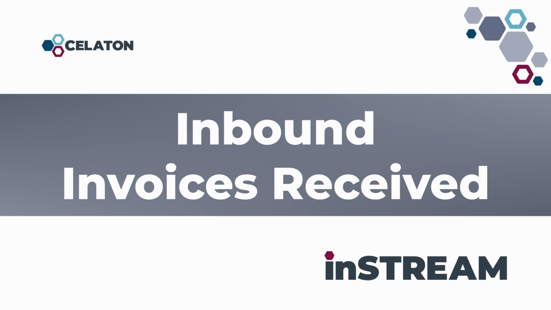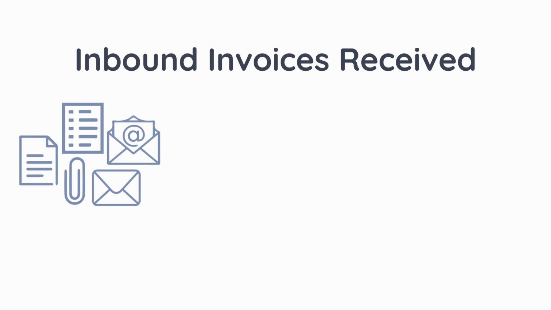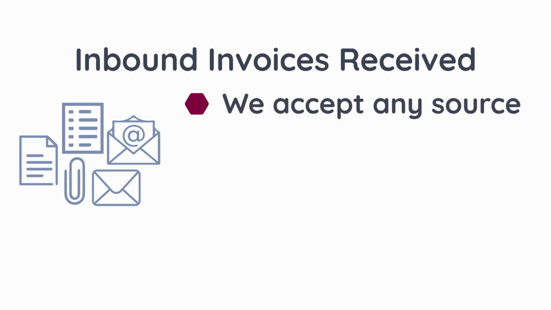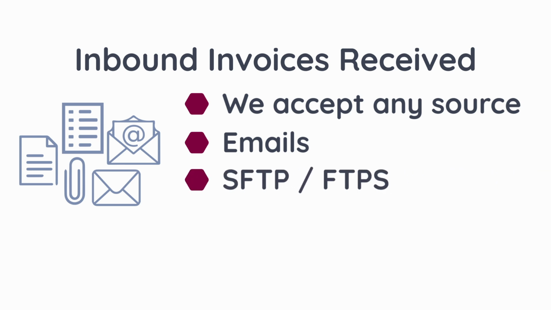Inbound invoices received. The first step is for InStream to receive an inbound invoice. Inbound documents can be from any source. They can be from emails, and we can set up an email address for invoices to be sent to. They can be from an SFTP site that we can host, or they could be hosted by your own organization. Or they can be sent to InStream directly through the platform's API.